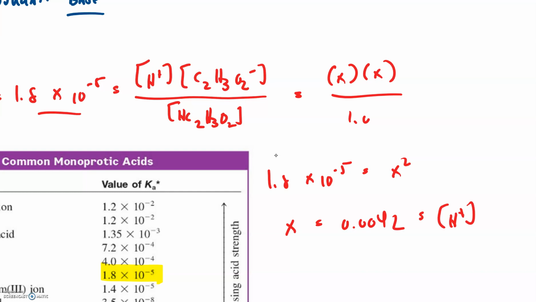And if you plug that into our equation for pH, where we say that pH is equal to the negative log of our H+, let me bust out my calculator so you can see what I'm doing.